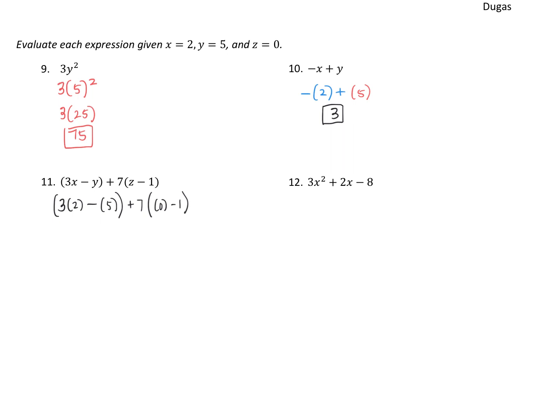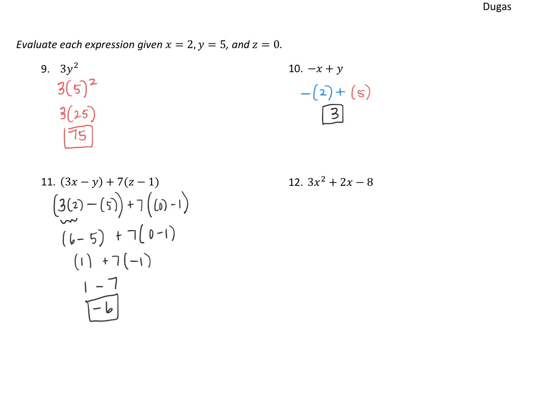So if I'm looking inside the parentheses, this first parentheses, I've got to do the multiplication before I subtract. So that will be 6, 3 times 2 is 6, minus 5. Plus, in this other set of parentheses, I've got 0 minus 1. Now I can do the subtraction in the parentheses. So 6 minus 5 is 1, plus 7 times 0 minus 1 is negative 1. Now I'm ready to multiply the 7 times negative 1. So I'll have 7 times negative 1 is negative 7. And then 1 minus 7 is negative 6.